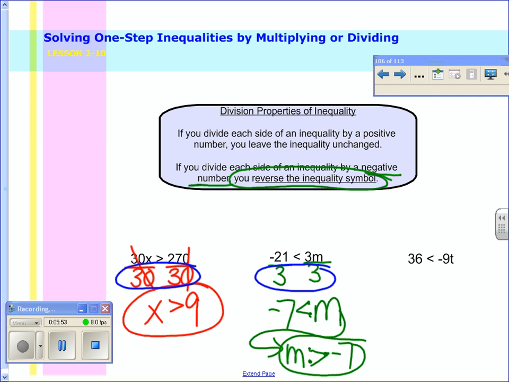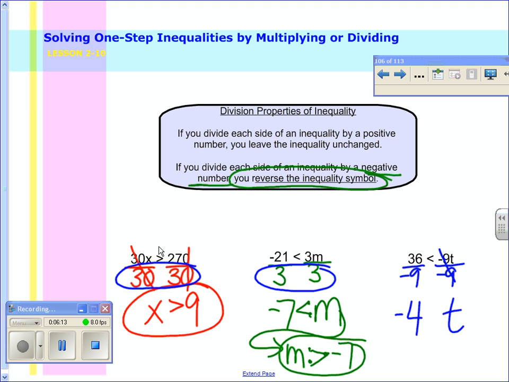Now in this one, it's going to look a little different. I have 36 is less than negative 9 times t. To solve, I need to divide by negative 9 because they're timesing by negative 9. And I get t, and 36 divided by negative 9 is negative 4.